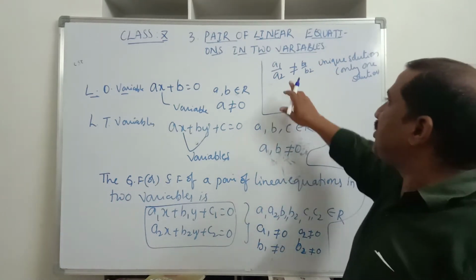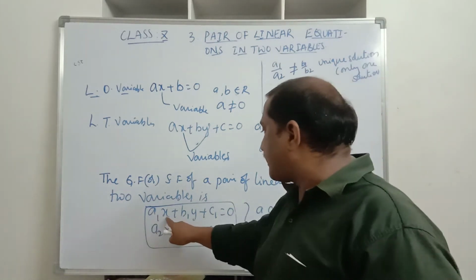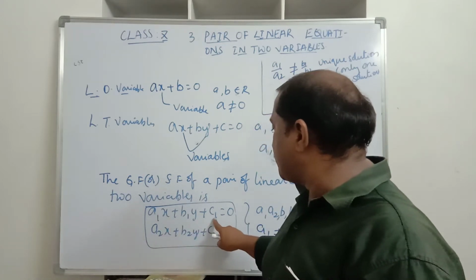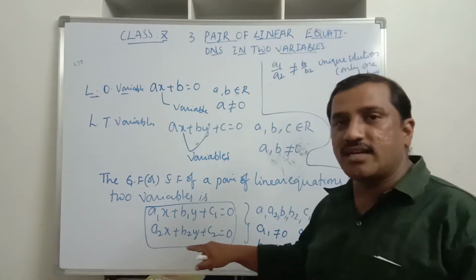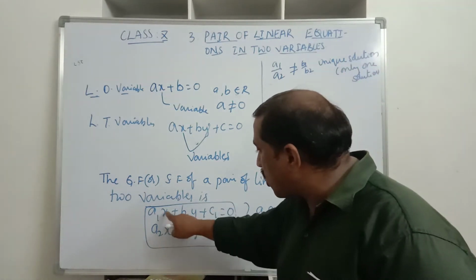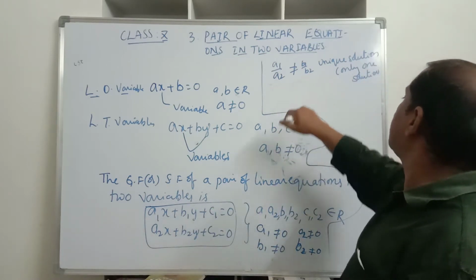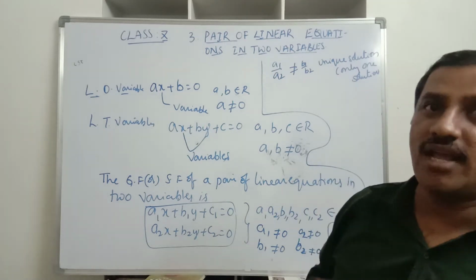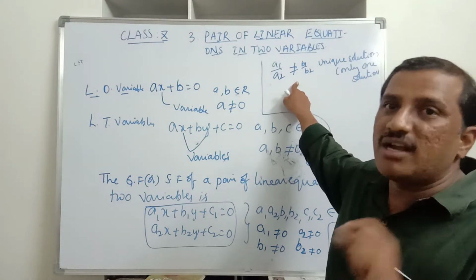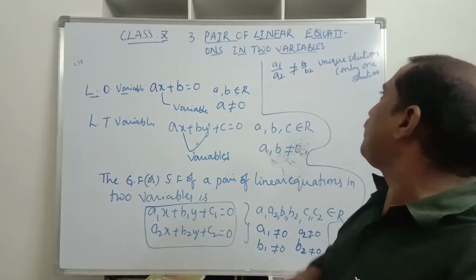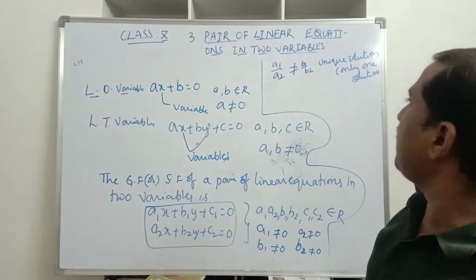If the ratio of x coefficients is not equal to the ratio of y coefficients, where a1 is the x coefficient, b1 is the y coefficient, c1 is the constant in the first equation, and a2 is the x coefficient, b2 is the y coefficient and c2 is the constant in the second equation, that is, a1 by a2 is not equal to b1 by b2, then we have a unique solution. Then we can use either the substitution method, elimination method or cross multiplication method. So before using a method, you need to check whether it is applicable or not by using a1 by a2 is not equal to b1 by b2.